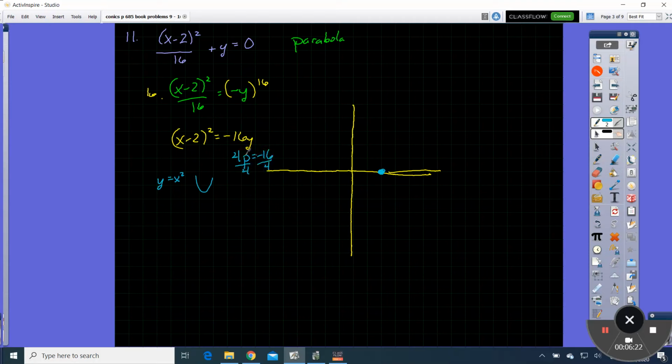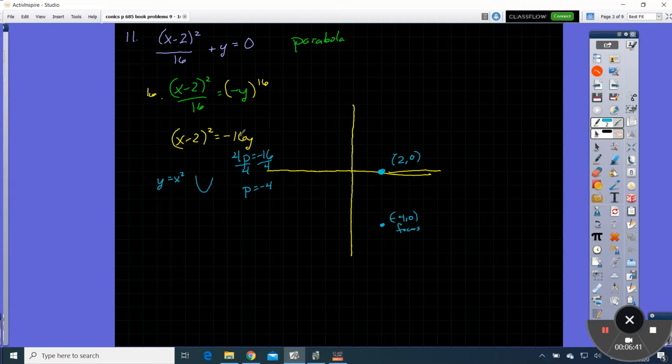So it's always 4p equals whatever this number is. So therefore, p equals negative 4. So that's 1, 2, 3, 4. So my focus, let's put this here. This is a (2, 0). This is (negative 4, 0) for my focus.